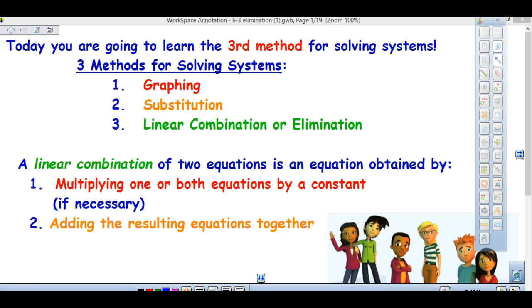So if you remember, what's the easiest way to do graphing when my equations look like what? What do my equations have to look like to put them into my calculator? Just y equals, right? So if I have y equals blah, blah, blah, and y equals blah, blah, blah, those are easiest to do by graphing, right?